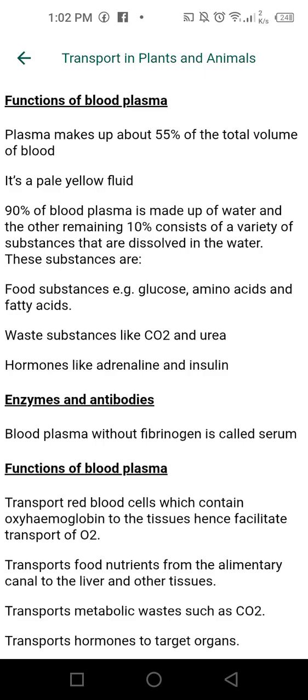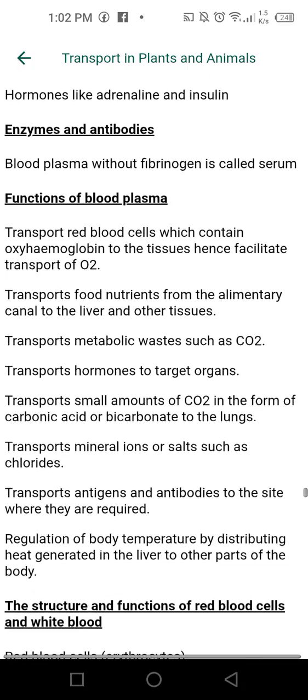These substances are food substances, e.g., glucose, amino acids, and fatty acids; waste substances like CO2 and urea; hormones like adrenaline and insulin; enzymes and antibodies. Blood plasma without fibrinogen is called serum. Functions of blood plasma. Transport red blood cells which contain oxyhemoglobin to the tissues, hence facilitate transport of O2.